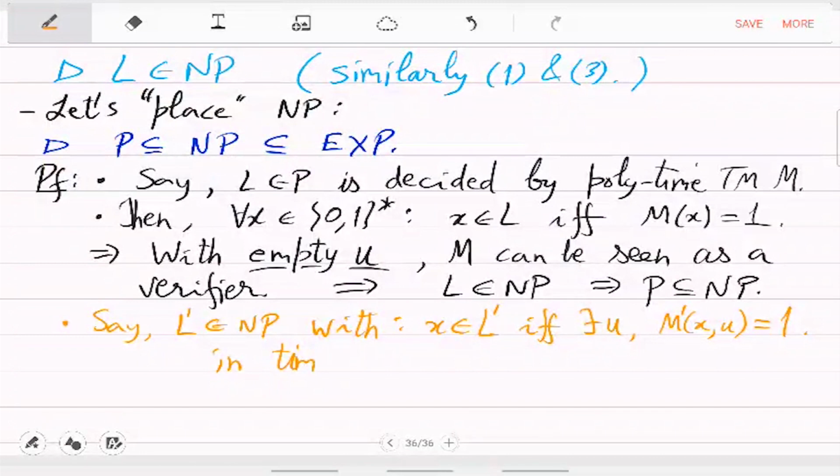In time, so the time of Turing machine M prime has to be polynomial in n, in n to the d, for some constant d. Okay, so this is what is given to you. This is the hypothesis that comes from L prime being in NP. Now, why is L prime in EXP? That is what we want to show.